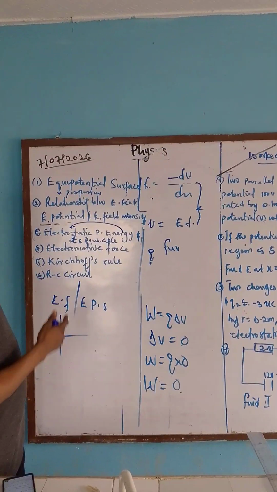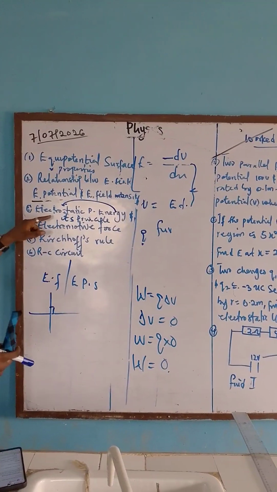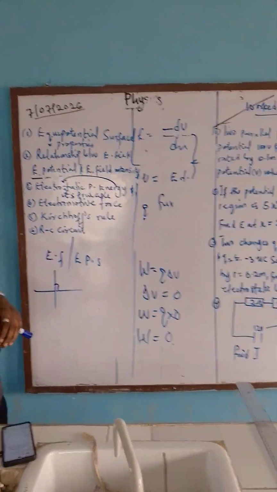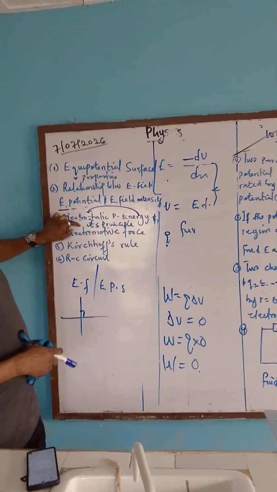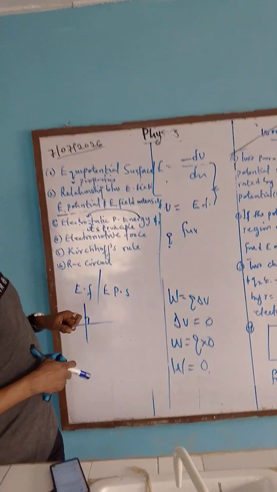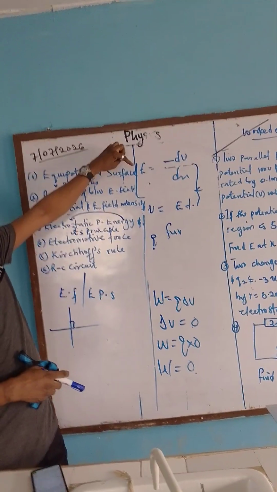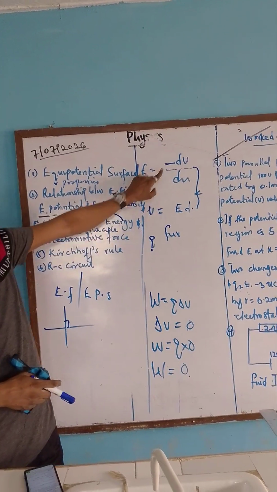Now, the last thing we discussed here is electrostatic potential energy. I am done with that. Okay, but there are some formulas we need to look at here. But before that, in this formula, which shows the relationship between electric field and electric potential, you can see a negative sign.